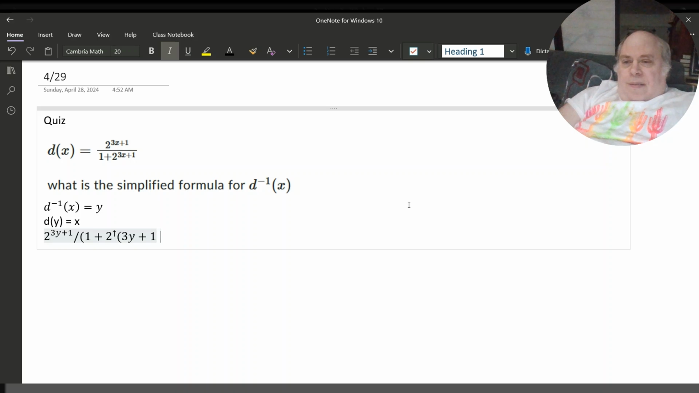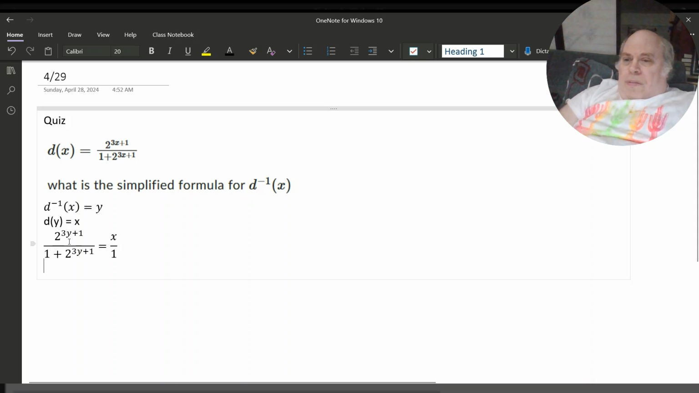plus 1, equals x over 1. Since it's a fraction, the next step is to cross multiply. So we get the numerator, 2 to the 3y plus 1, is going to equal x times the denominator, 1 plus 2 to the 3y plus 1, in parentheses, because we're multiplying x by the whole thing.